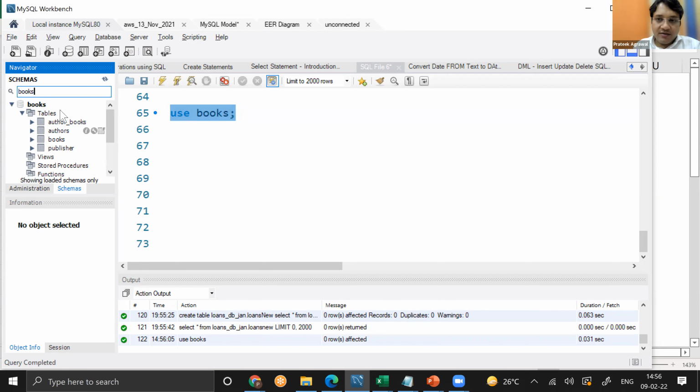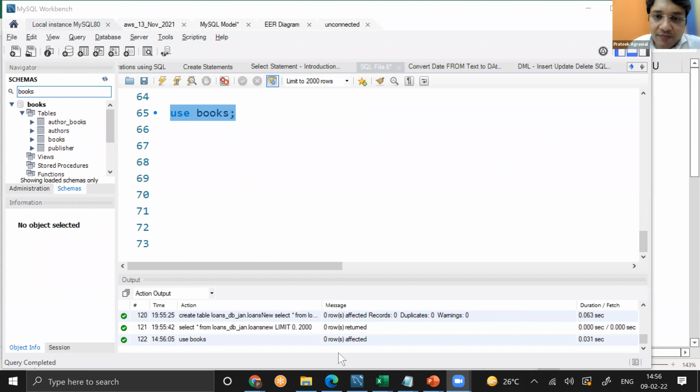which has 4 tables in it, Sanjay. Okay, and the way these 4 tables are connected is the publisher table is connected to the books table, the author table is connected to the books, and books and author table are connected. Do you understand? So there is no connection between publisher and author, Sanjay.